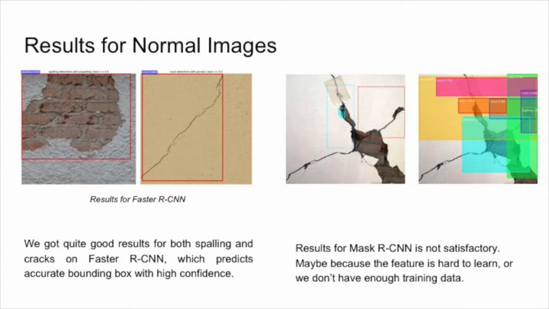We got quite good results for both spalling and cracks on Faster RCNN, which predicts accurate bounding boxes with high confidence. However, we did not succeed in achieving satisfactory results on Mask RCNN.